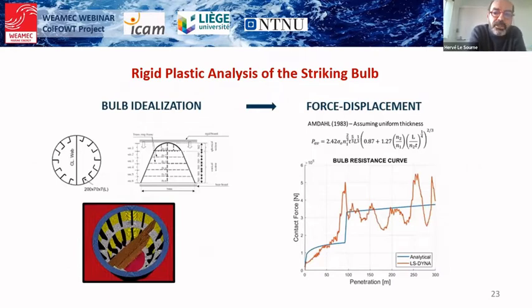Regarding the ship now, the deformability of the striking ship has also been considered, and here a striking bulb, for example, is decomposed into several L and T sections, and the crushing resistance is calculated from analytical expressions proposed by Jørgen Amdahl from NTNU. Again, the force displacement curve obtained analytically has been compared to detailed finite element simulations.